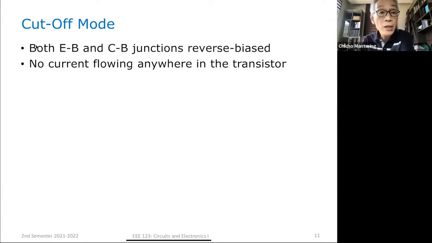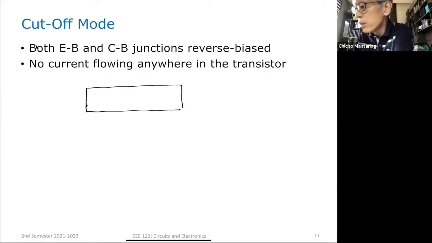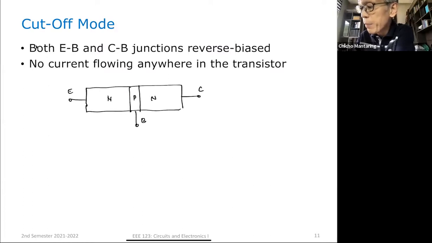Now, the third mode is cutoff mode. This is when both the emitter-base and the collector-base junctions are reverse biased. So if I again take a look at my simplistic construction, this is N, P, N. This is my emitter, my base, my collector. How do I reverse bias my emitter-base? I apply a voltage here where your N side is positive with respect to your P side.